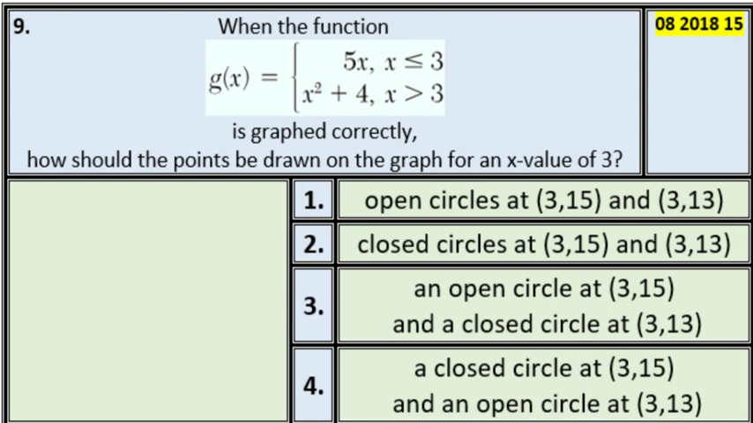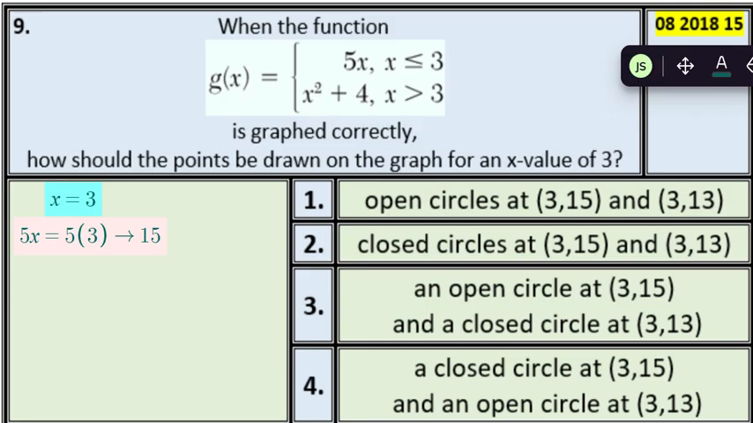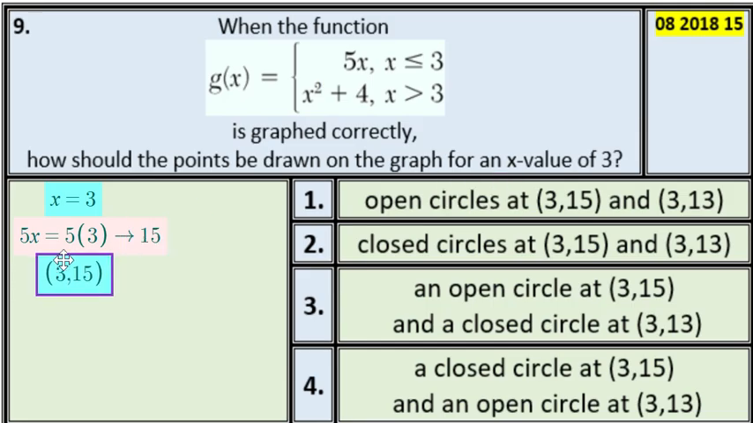So the first function, g of x, when x is 3. We substitute in 3 everywhere we see an x. So 5 times 3 is 15. So the coordinates of that point is 3, 15.